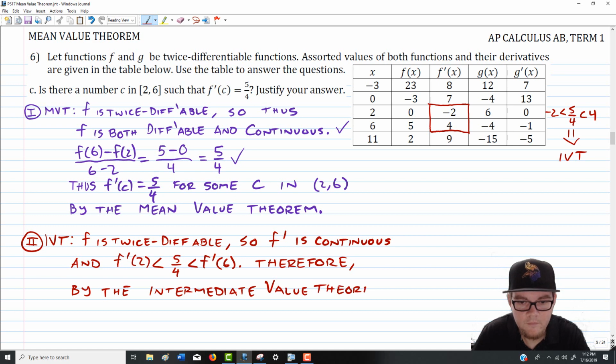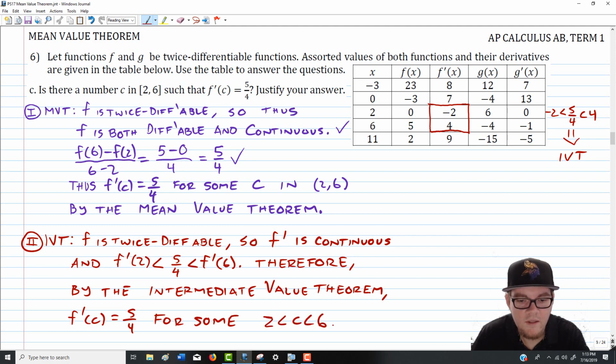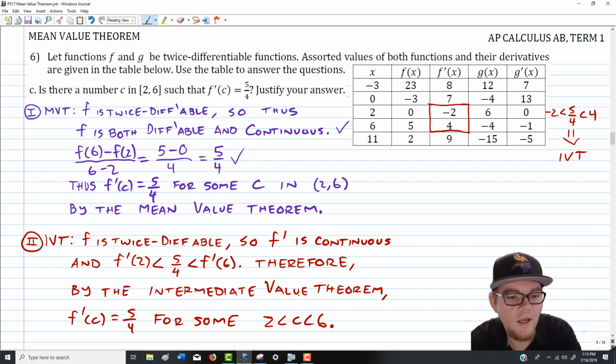There we go. So therefore, by the intermediate value theorem, f prime of c equals 5/4 for some c, 2 less than c less than 6. So notice that one accomplishes exactly the same thing. We were able to guarantee there was a place where the derivative equaled 5/4, or f's derivative equaled 5/4.